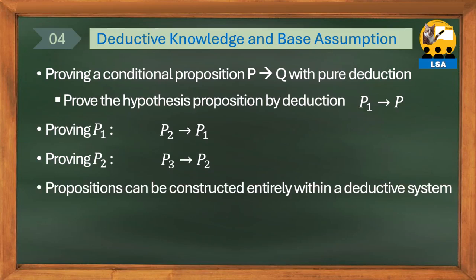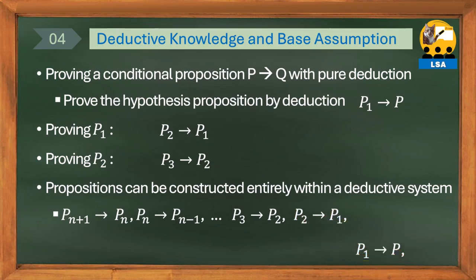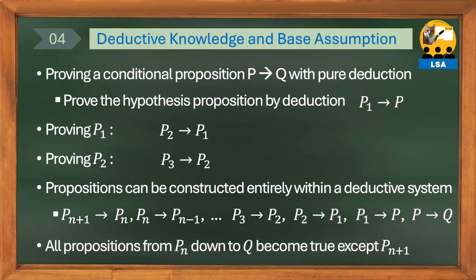You can construct propositions entirely within a deductive system from beginning to end. Within this deductive system, you must understand well that P of n plus 1 derives the truth of P of n, which derives the truth of P of n minus 1, and continuously down to if P, then Q. All propositions down to Q become true propositions.